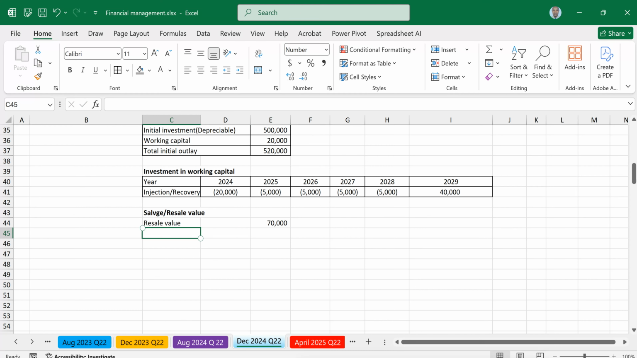Less net book value, less the net book value. Start with cost.